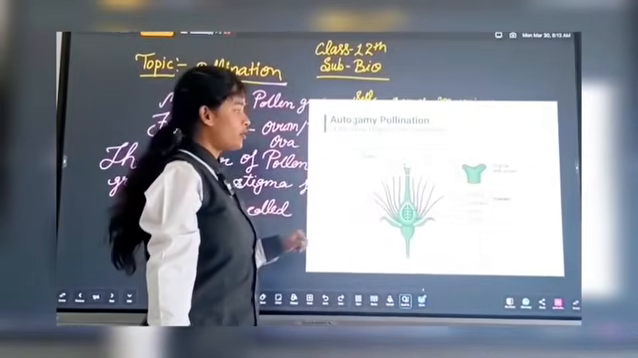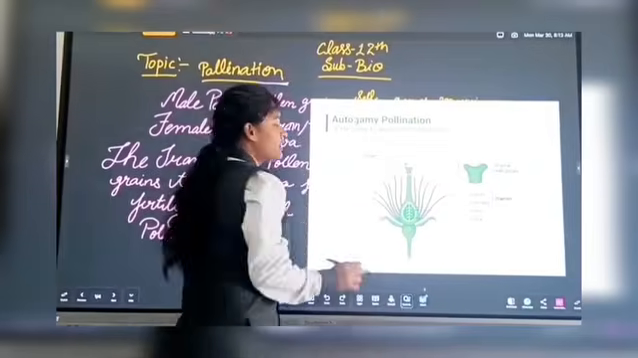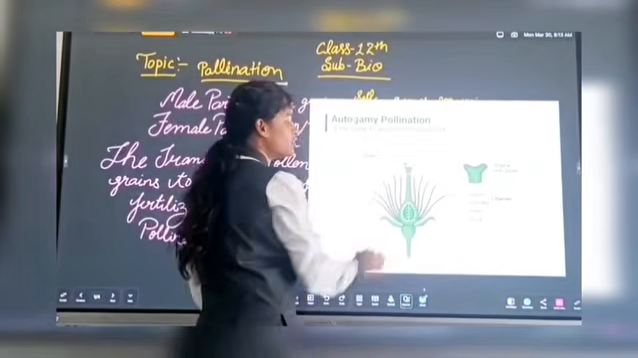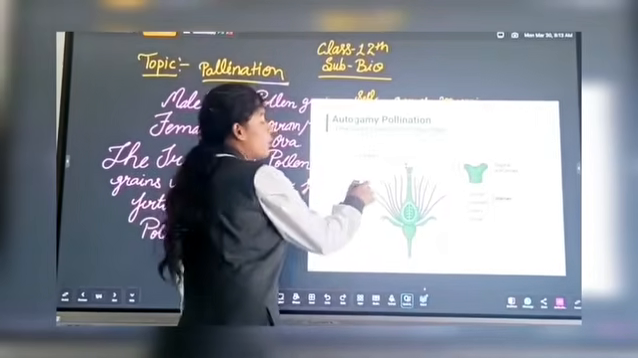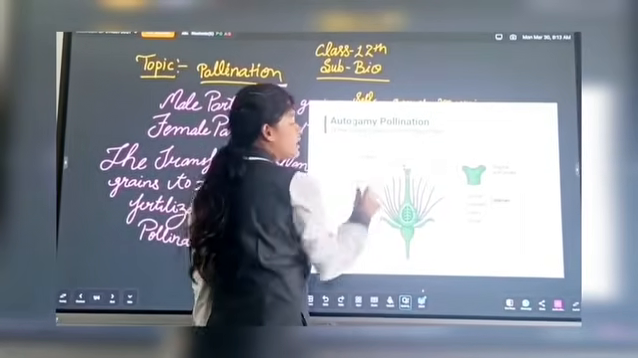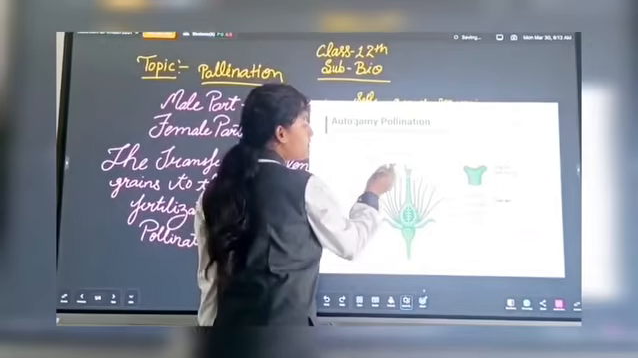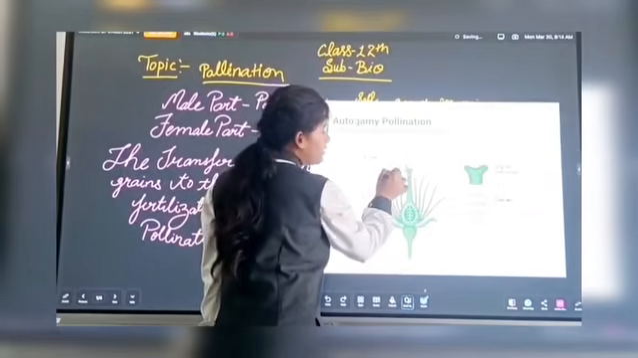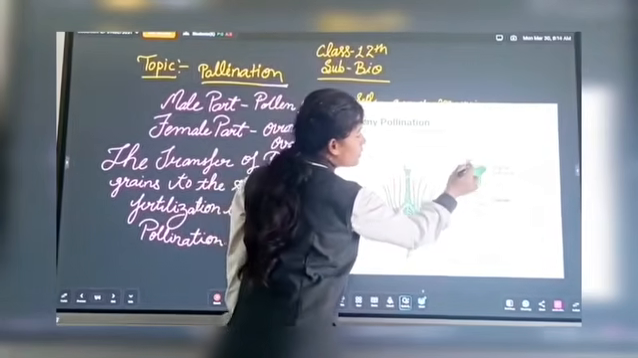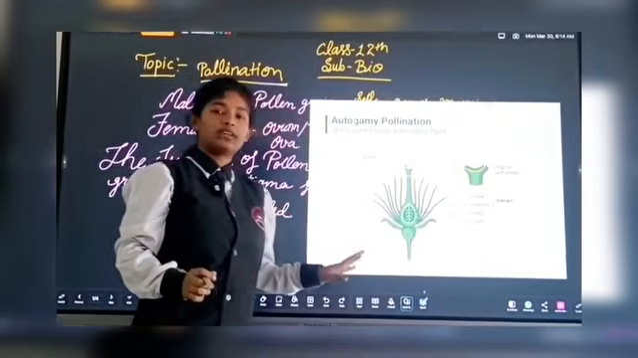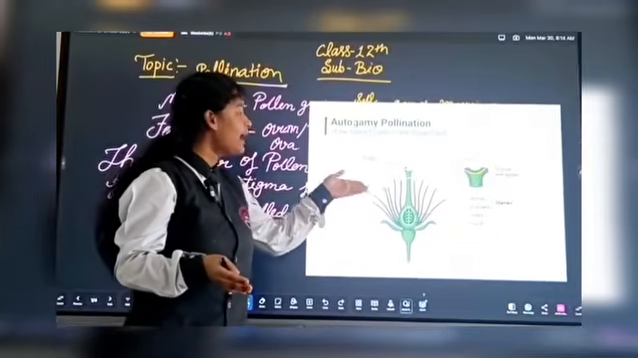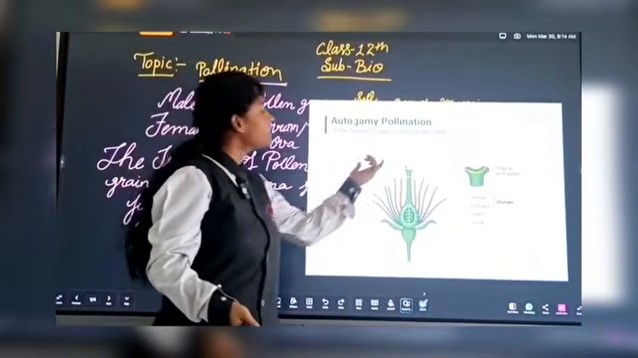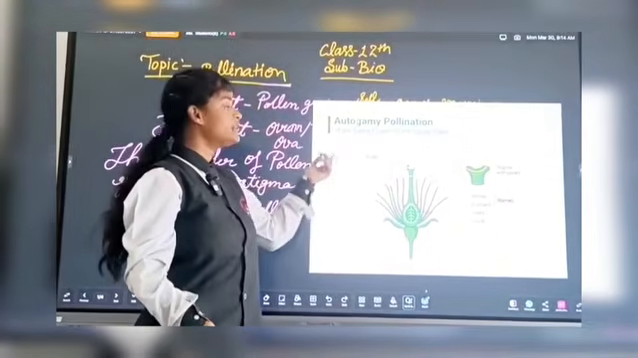So autogamy pollination. This is a flower. It contains both androecium and gynoecium. The anther here contains pollen grain. What happens when the same flower contains both the parts and the pollen grain lands on the stigma? See here, the stigma with pollen. It is called autogamy. It means that in one flower both the stigma and pollen grain are present, and when pollination happens there, it is called autogamy.